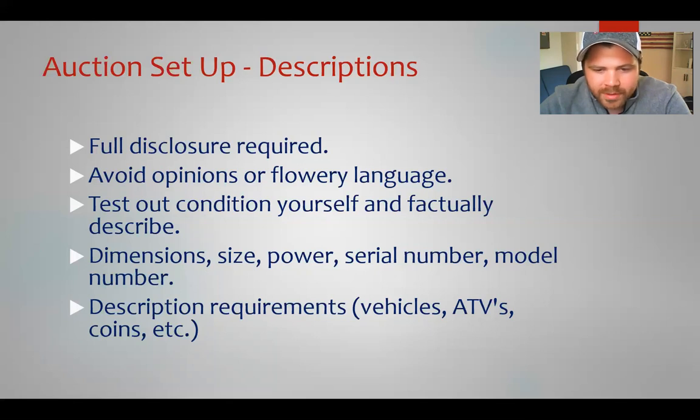Give them all that information that they need. KBIT does have requirements for specific items that you need to include in the description, such as vehicles, coins, ATVs. For vehicles, we need year, make, model, VIN, plate number, just so buyers have the information that they need. Also, any titled items, salvage titles need to be disclosed right there in the description.